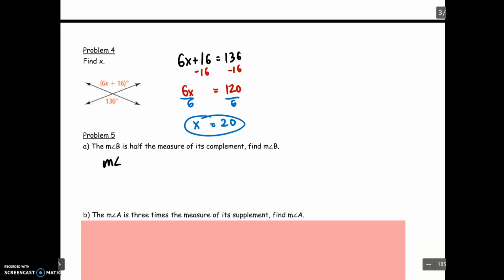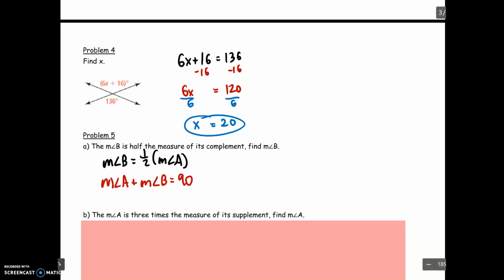The first is what we're told, measure of angle B is going to be half the measure of its complement, and I'm just going to call that measure A for now. So I'm going to say that the measure of B is half the measure of angle A. But then if I'm also told that we have a complement, just that word itself actually implies another equation. The word complement means that the sum of these two angles should be 90 degrees. So what I can also make is an equation.